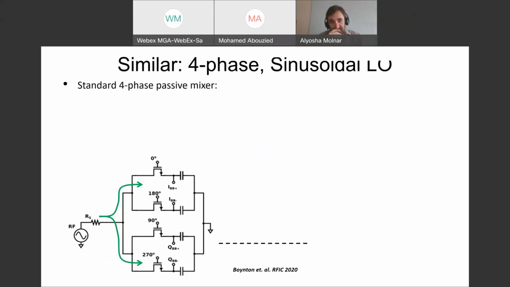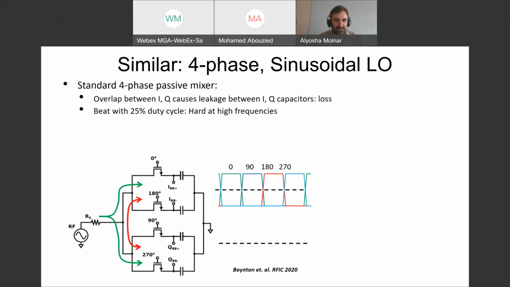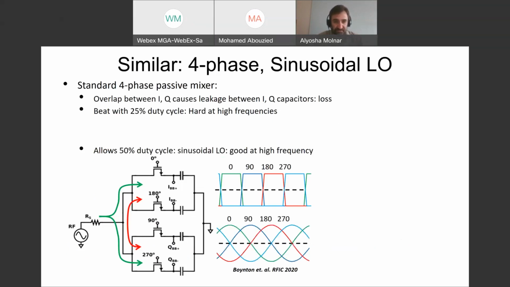We've also realized that we can apply the same idea for 4-phase mixers, but the thinking is a little different. So we started out with our standard 4-phase mixer, right? We've said before that we know that overlap causes leakage between essentially now the I and Q paths, and we normally beat that by having 25% duty cycle. However, that's really hard to do at high frequencies. Indeed, at very high frequencies, we'd rather be using a sine wave. And if we do use a sine wave, then we have to worry about all that overlap.